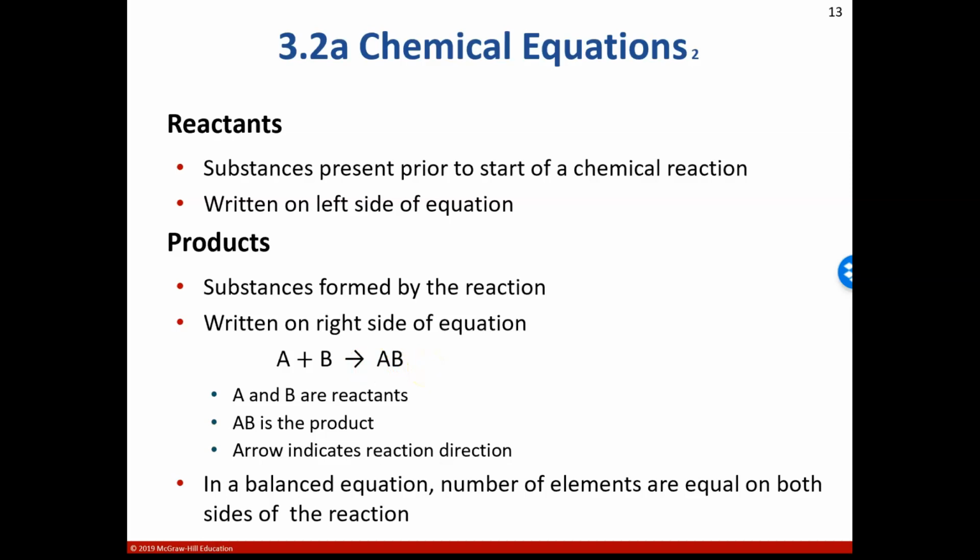In a balanced equation, we're going to see that the number of elements are equal on both sides of the reaction. So on the left here, I have 1A and 1B, and on this side of the reaction, I also have 1A and 1B. So this is a nice balanced equation.